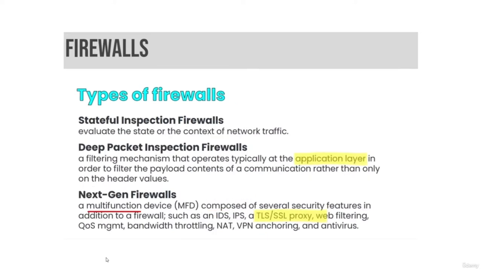Some other types of firewalls include stateful inspection firewalls, deep packet inspection firewalls, and next generation firewalls. Stateful inspection firewalls evaluate the state or the context of network traffic. Deep packet inspection firewalls use a filtering mechanism that operates typically at the application layer in order to filter the payload contents of a communication rather than only the header values.